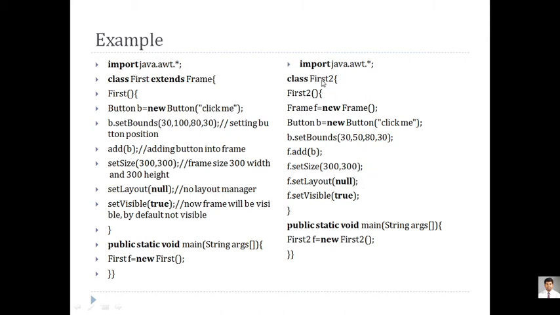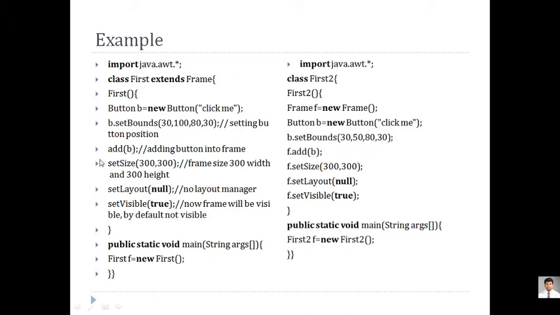But here I am not extending the Frame class. So whatever I need to do, I have to first create the object of this Frame class: Frame f = new Frame. This Frame class is automatically present in AWT. You just have to create the object of this frame, that is f. Then, just like the previous example, I create the object of button: Button b = new Button, "Click Me", b.setBounds. Again the same boundaries, 30, 50, 80 and 30, I am specifying.